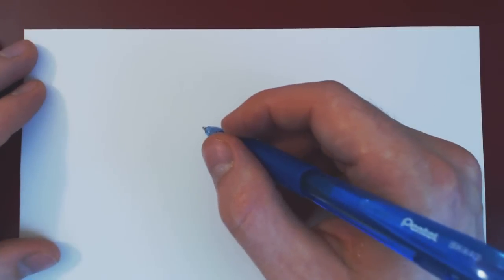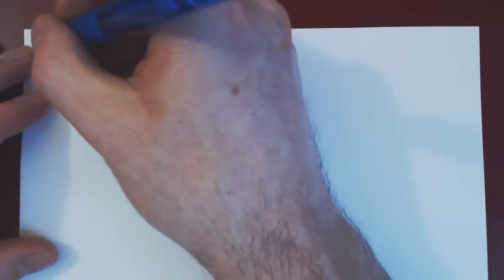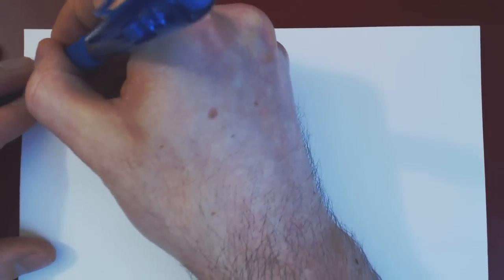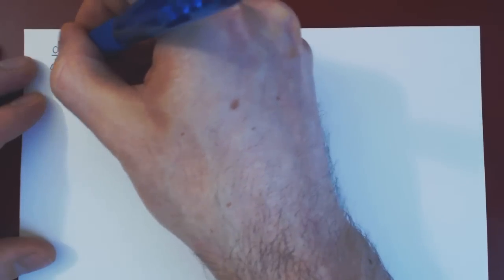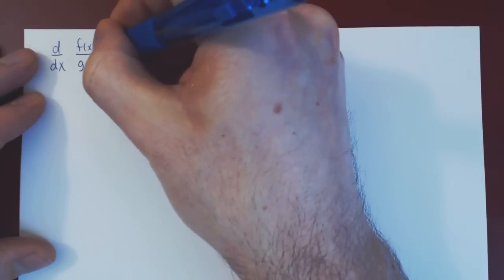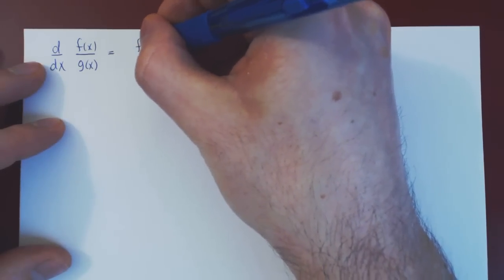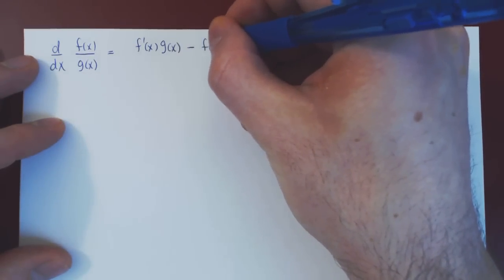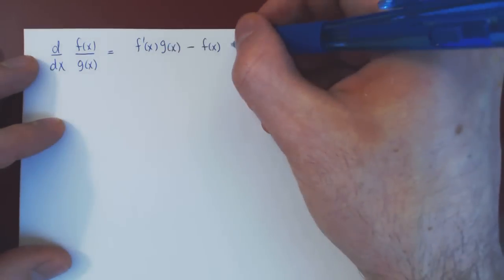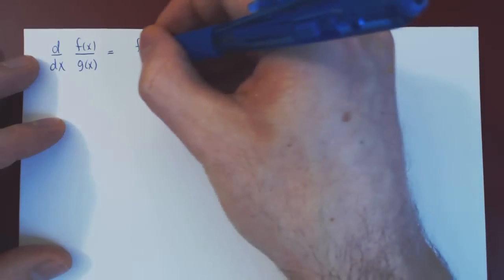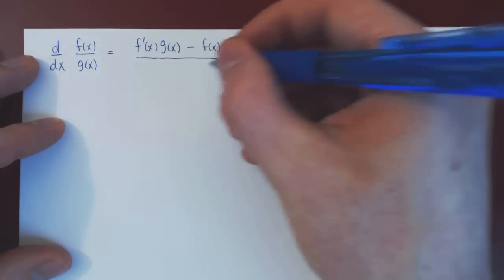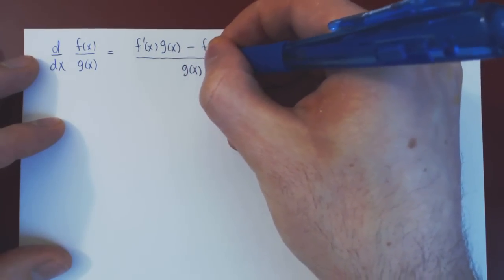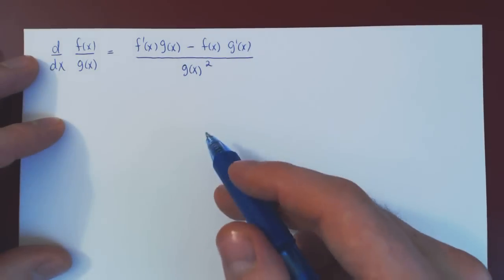Okay, so in this video, we will quickly review the quotient rule. So how do we differentiate a quotient of two functions, f of x over g of x? Well, this is the derivative of the numerator, so f prime of x times the denominator, g of x, minus the numerator, f of x, times the derivative of the denominator, g prime of x, over, of course, g of x all squared. And that is the well-known quotient rule.